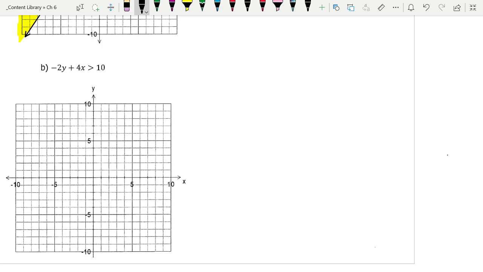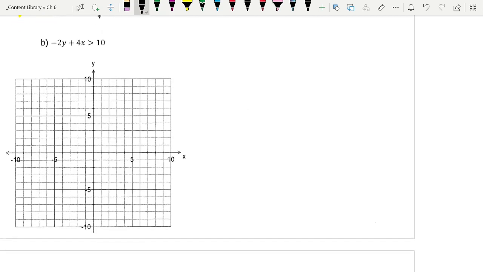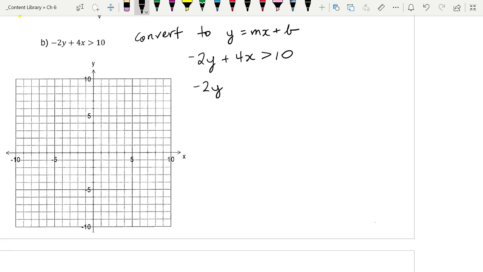So this one I'm going to convert to y equals mx plus b. So we have to use our algebra skills a little bit here. We have negative 2y plus 4x is greater than 10. So I'm going to minus 4x from both sides of the equation.